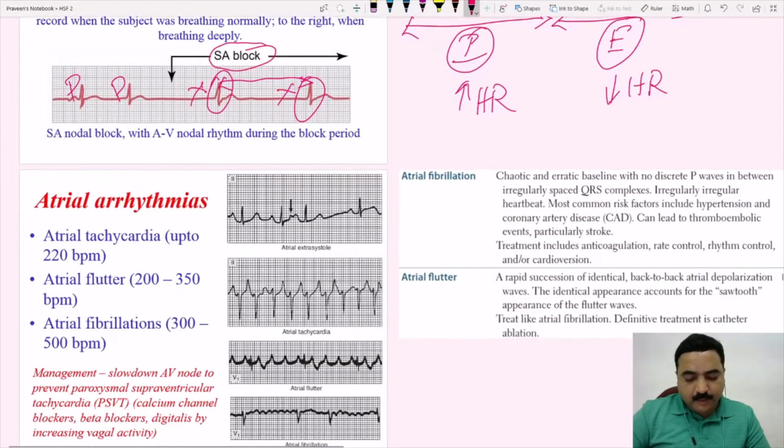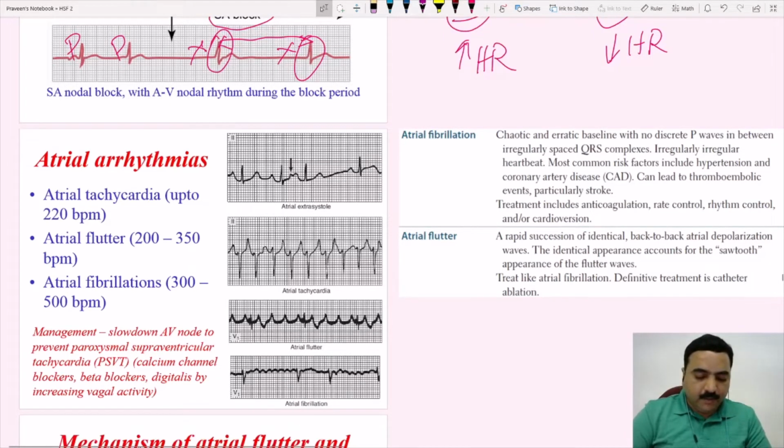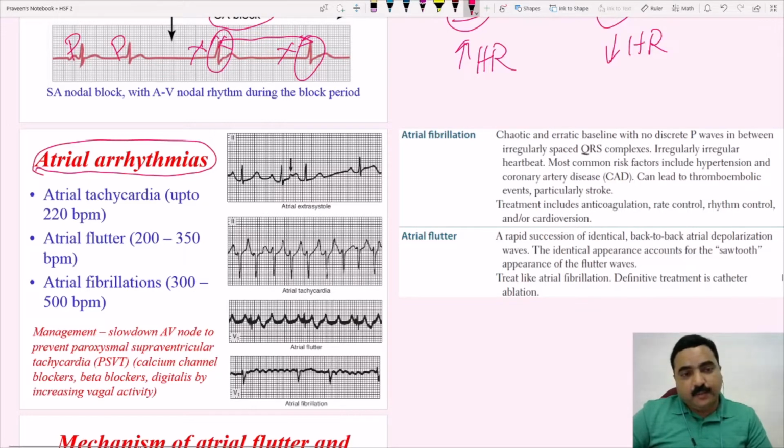So we need to study the SA nodal arrhythmias, AV nodal arrhythmias, atrial arrhythmias, and ventricular arrhythmias. These are the major ones that we need to study, the 4 locations where you can have the arrhythmias. Now we have finished with the SA nodal problems, so let's continue with the atrial arrhythmias. Now the problem is in the atrium.